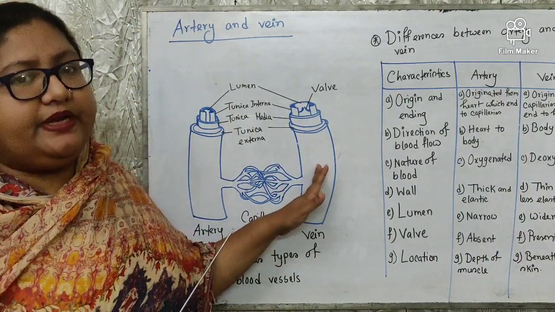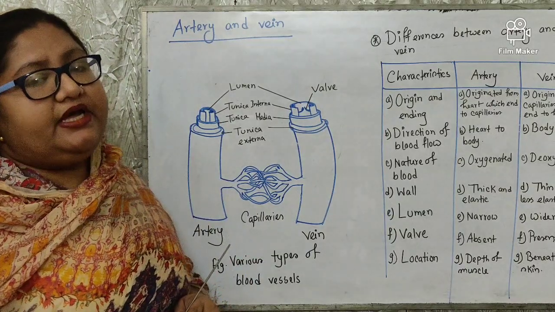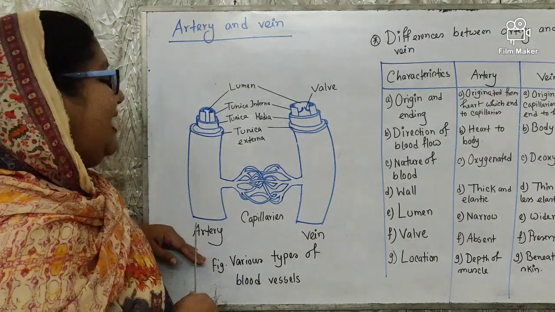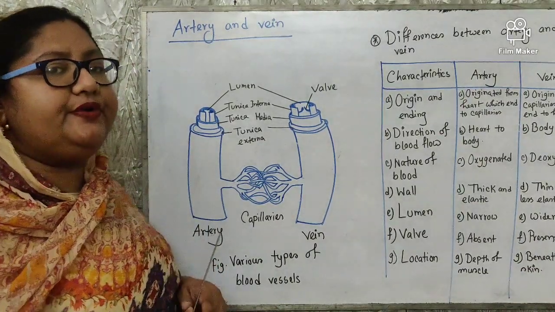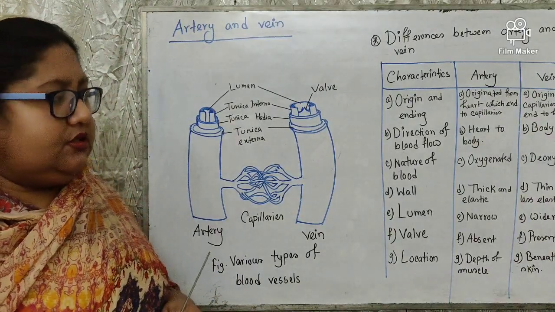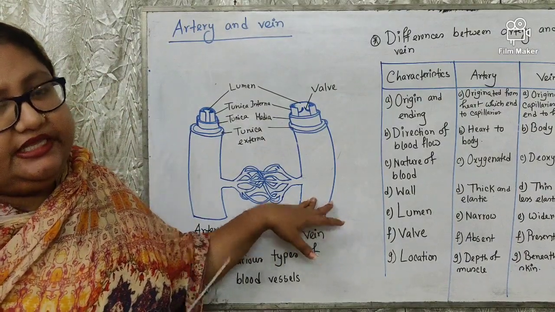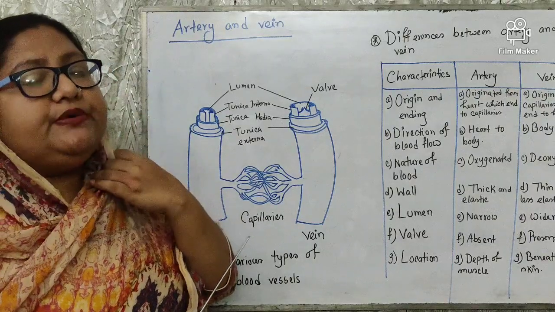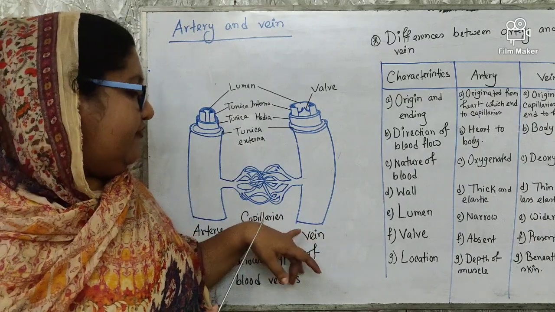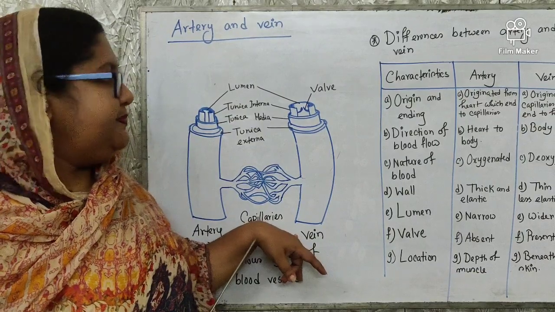Now the nature of blood. Generally, artery carries oxygenated blood from the heart to different parts of the body except the pulmonary artery. Pulmonary artery carries deoxygenated blood from the heart to the lungs. So what about the vein? Vein carries deoxygenated blood, that means carbon dioxide enriched blood. This carbon dioxide enriched blood is carried by the vein from different parts of the body towards the heart.